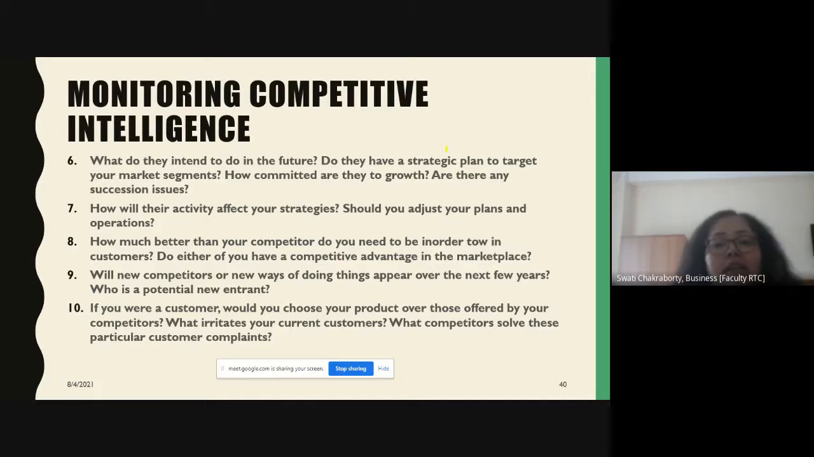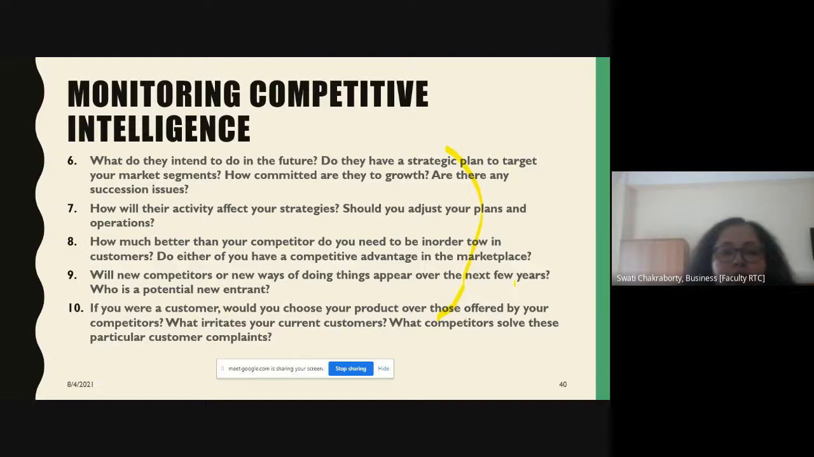Okay. Then come the other questions: what do they intend to do in future? Do they have a strategic plan to target your market segments? How committed are they to growth? Are there any succession issues? How will their activity affect your strategies? Should you adjust your plans and operations? How much better than your competitor do you need to be in order to attract your customers? Do either of you have a competitive advantage in the marketplace?